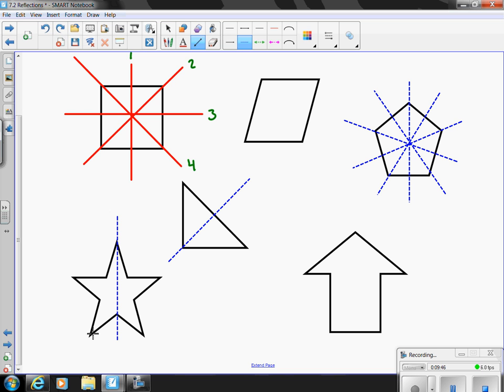A star is going to be a lot like this one. I think there's going to be 5. I can go from each corner to the indent. And 1, 2, 3, 4, 5, and I already counted that one, and here we have 1.